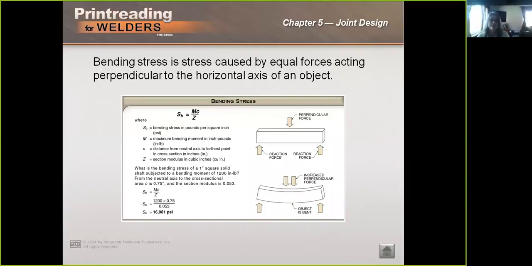Okay, bending is a little more complex, but not too bad. The bending stress is equal to the maximum bending moment in inch-pounds. And now this is an engineering thing, and we're not going to worry about what it is. It will be given to you if you ever have to do this calculation. C is a distance, and it's the distance from the neutral axis to the farthest point in the cross-section.